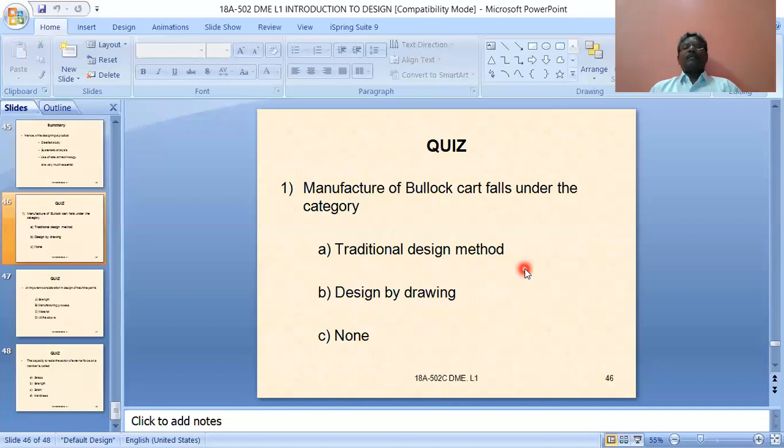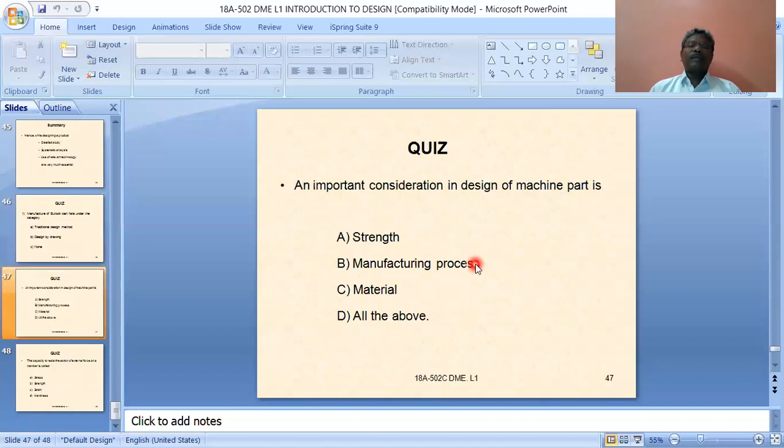Now let us see some of the quiz questions. Manufacture of a bullock cart falls under which category? The options are the traditional design method, design by drawing, and none of the above. As we have seen in the theory itself, it is the traditional design method. Bullock cart is a traditional design method technique.